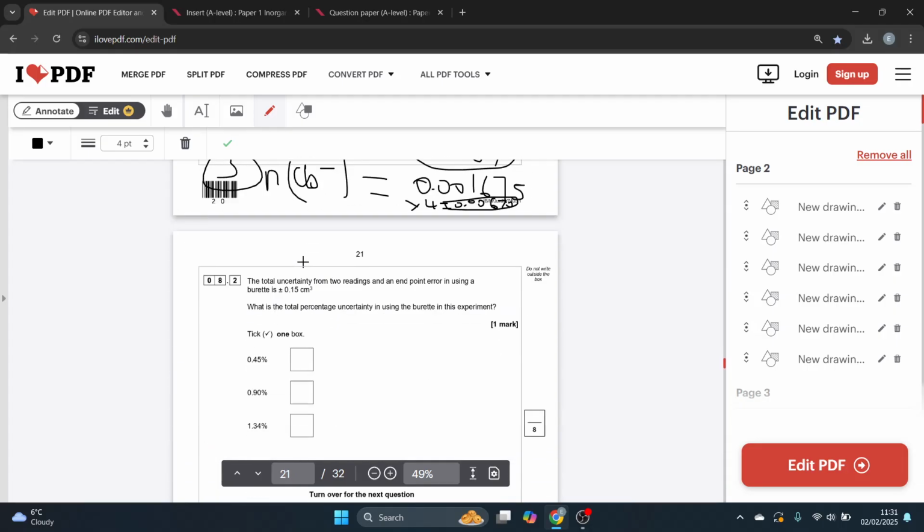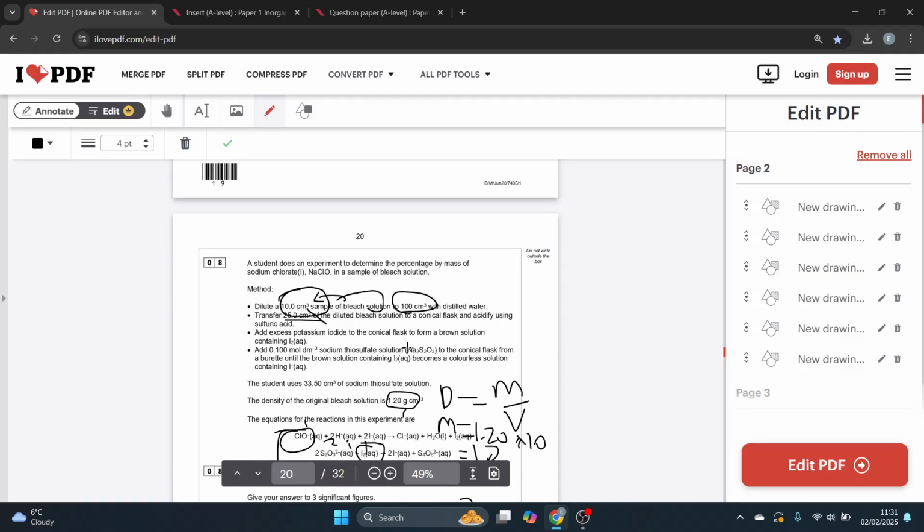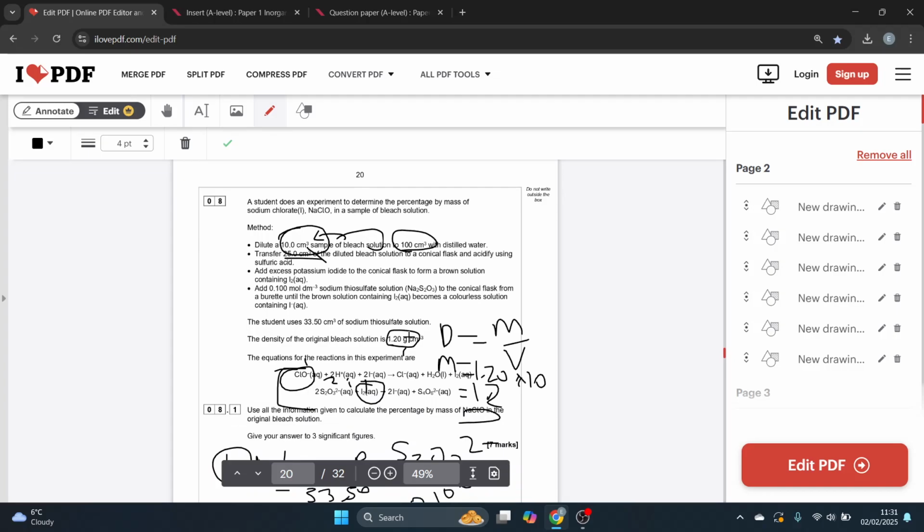So yeah. Question 8.2, the total uncertainty from two readings at endpoint error in using the burette is 0.15. What is the total percentage uncertainty in using the burette in this experiment?